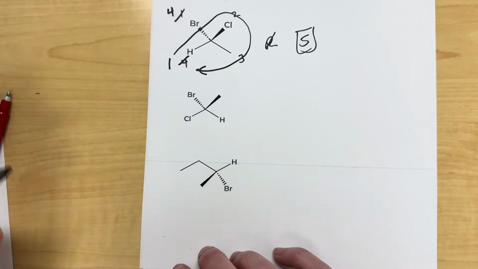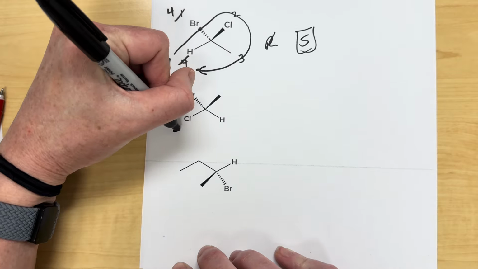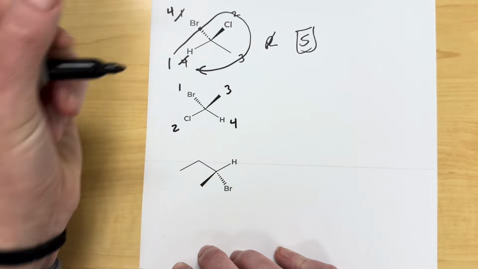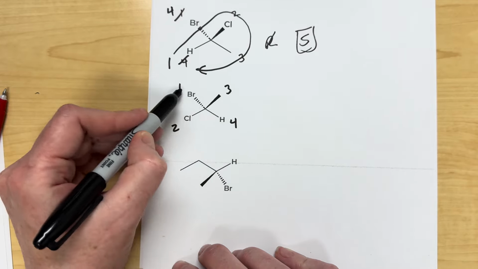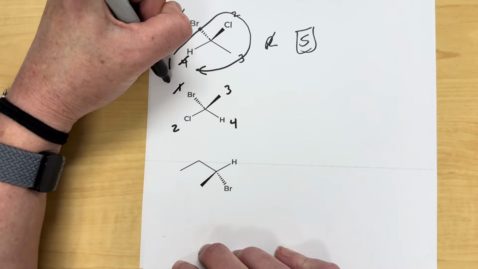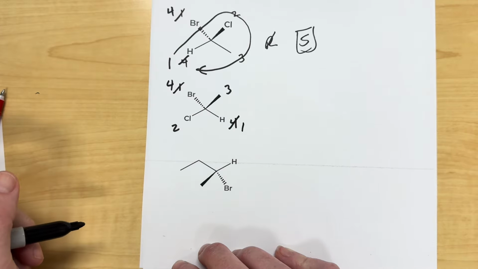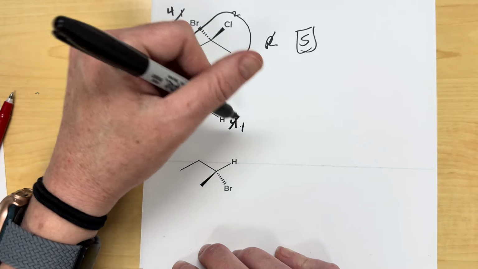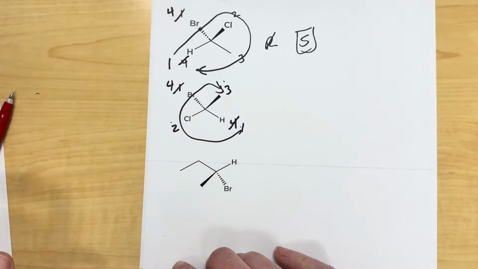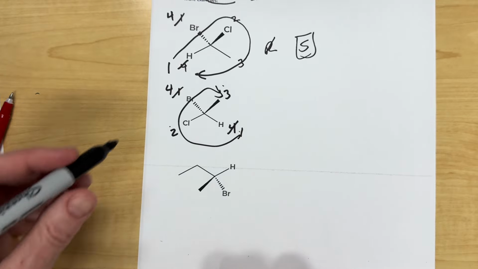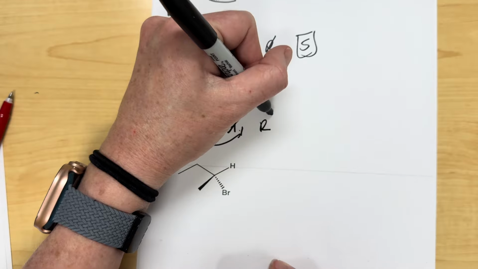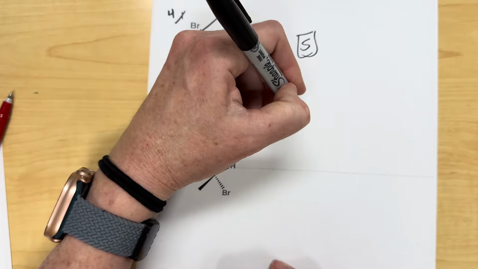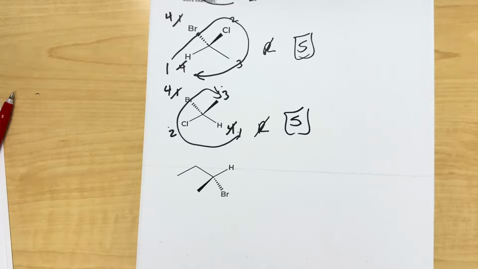Keep them going. Bromine has a 1, chlorine's a 2, this methyl group's a 3, that's a 4. You want to get the 4 group on the dash, so I'm going to cross that out and write 4, cross that out and write 1. 1, 2, 3, go around that way. Right now we're going clockwise R, but we know it must be an S because we switched them.